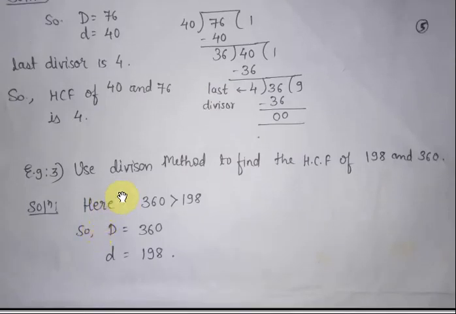Similarly, for this example, I have just written that 360 is greater than 198. You have to find the HCF of 198 and 360 using the successive division method. If you have any doubt while solving this question, you can ask me. After that, you have to do the homework of exercise 4.3 in your mathematics textbook. Solve those examples, and if you have a query, then ask me. Thank you.